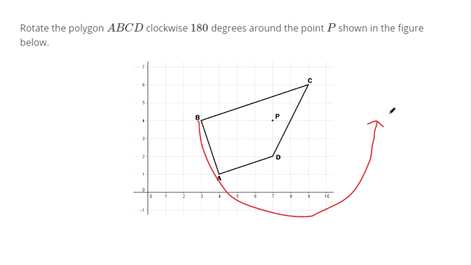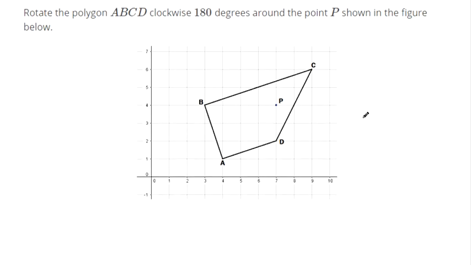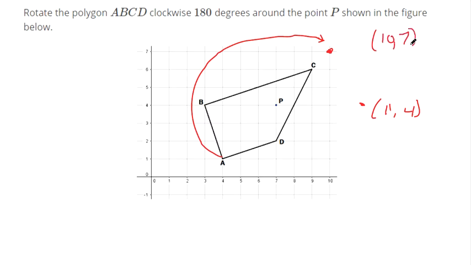Alright, let me clear the board. I'll put B over here. It's 11, 4. Let's rotate A. So 180-degree rotation. We can draw roughly where it's supposed to be. A was 1, 2, 3 to the left, 1, 2, 3 down. So to get over here, I'm going to go 3 to the right, 3 up, the opposite direction in both the X and the Y directions. So this is 10, 7 for point A.